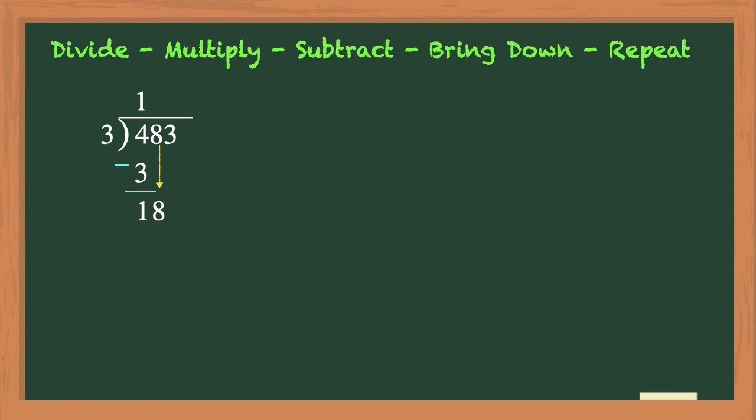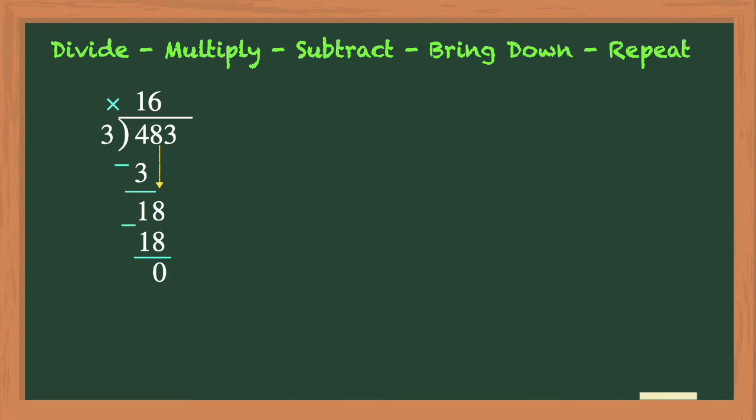After bringing down the 8, the number that you will need to divide into is 18. So you are going to divide 3 into 18, and 3 goes into 18 6 times. You will place the 6 in the quotient, being careful to line up the digits. Then you will multiply 6 times 3, which is 18. Now you are ready to subtract. And 18 minus 18 is 0.